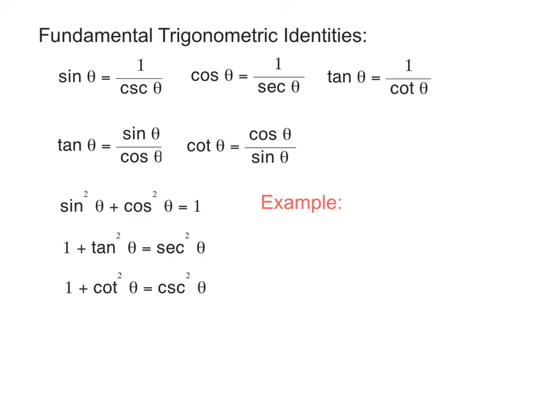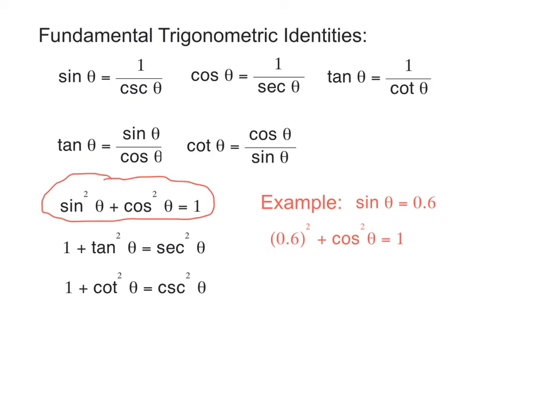Now let's look at an example to see how we can apply some of these trig identities. Let's say we're given that the sine of theta is equal to 0.6, and we want to find the value of cosine theta and tangent theta. Looking back at the identities, which identity has just sine and cosine in it? Well, sine squared plus cosine squared equals 1 has sine and cosine in it. So if I plug in the value for sine theta, I can find cosine theta.